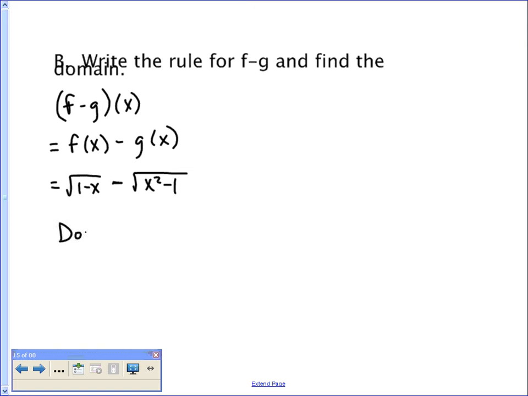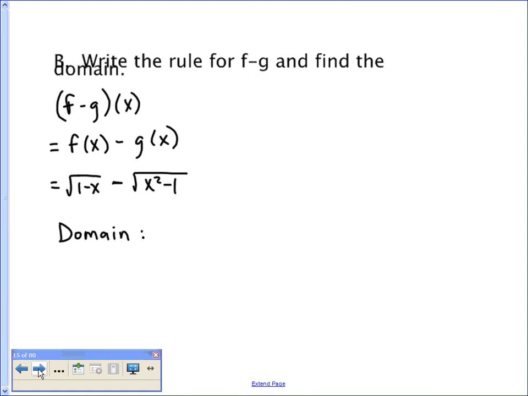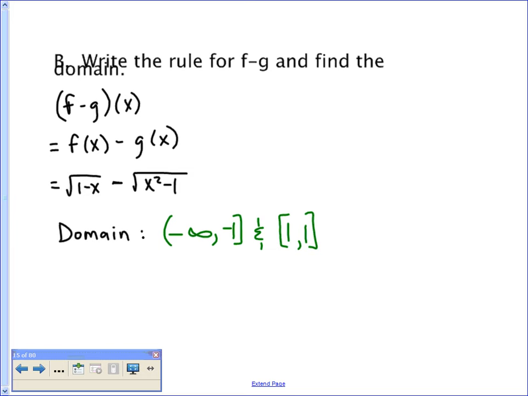And then when we talk about our domain, again, our domain is going to be exactly the same as it was with our sum. And so there we have our domain.